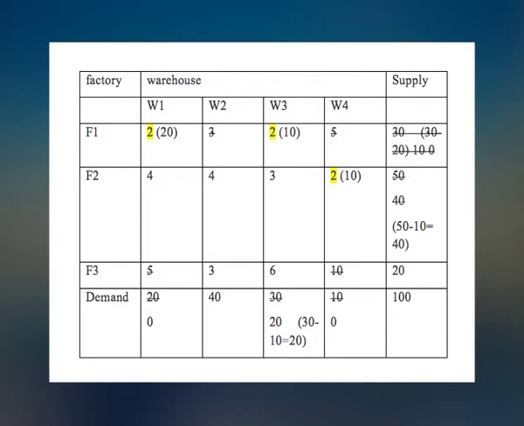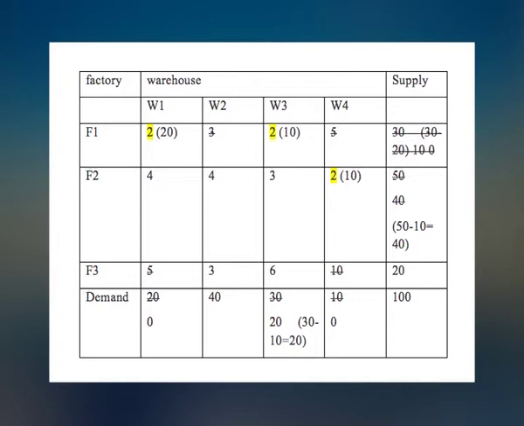In F1W1, demand is low as compared to supply. Therefore, we will assign 20 here and cancel the entire demand column, since the value of demand is now 0. On the other hand, the supply value corresponding to this cell will become 30 minus 20, that is 10. Now, we will look at cell corresponding to F1W3. Here, supply is less, so we will assign 10 units and cancel the supply row. The demand will become 30 minus 10, that is 20.